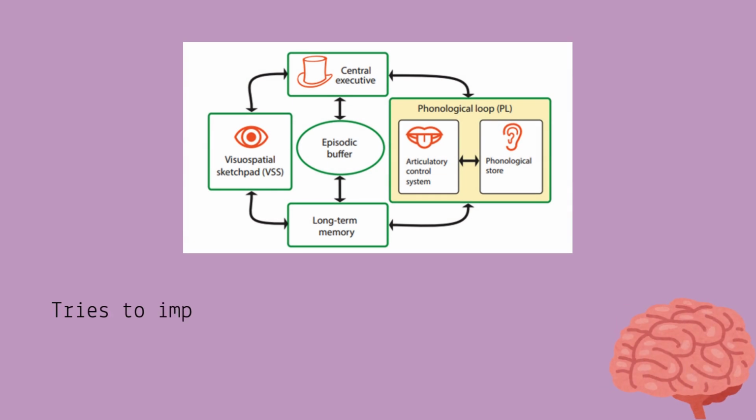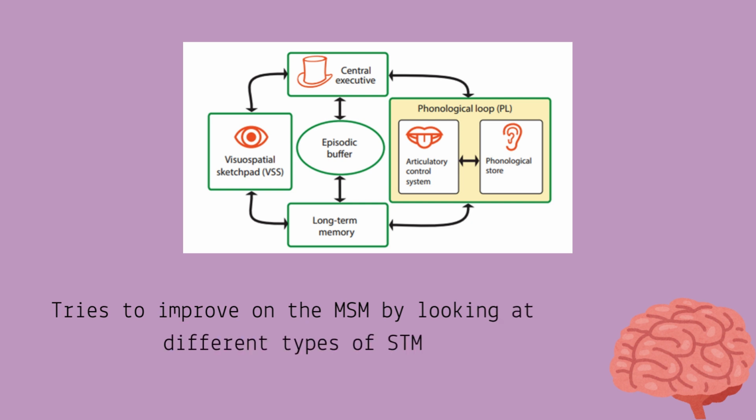The working memory model improves upon the multi-store model of memory. It involves a slightly different organization of information once we have processed it in the memory store, and today we'll be looking at the individual components of this new system as well as its evaluations.